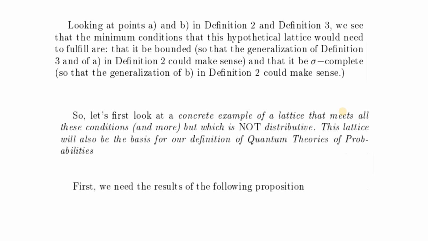So first we will see that there are indeed examples of lattices that are not distributive. And in fact, the example we will see will be the key example for our definition of a quantum theory of probabilities. But before that example, we need the following proposition, which will show us some properties to understand all of this in a better way.